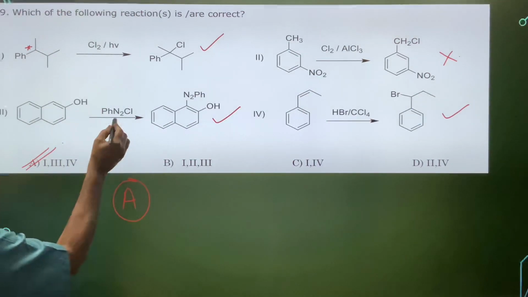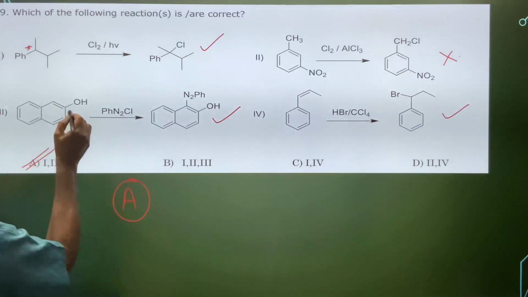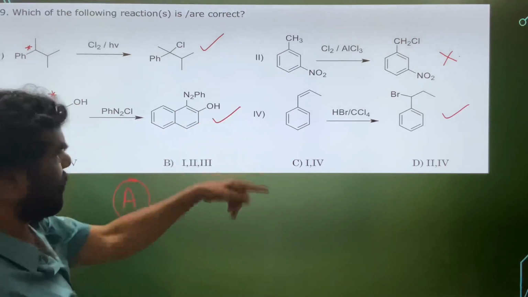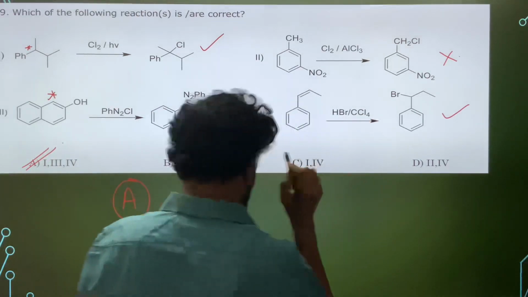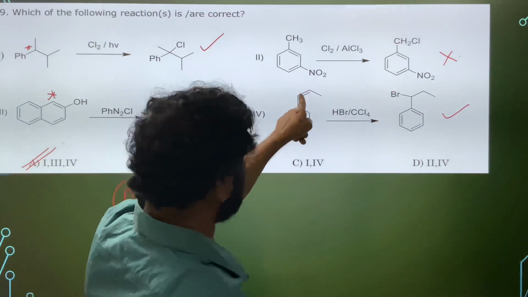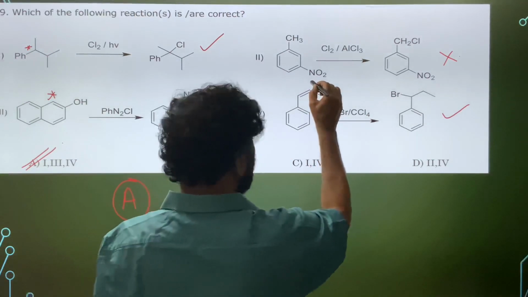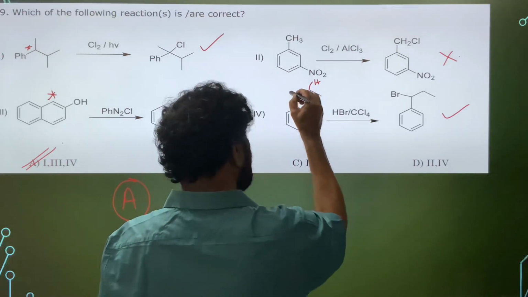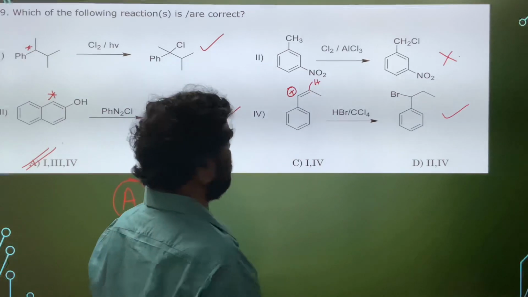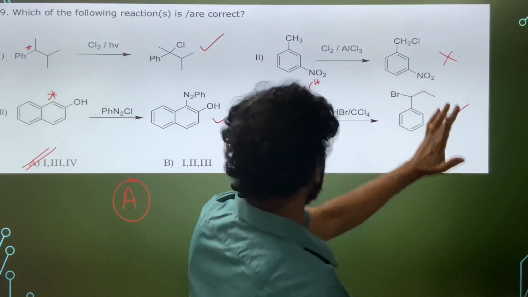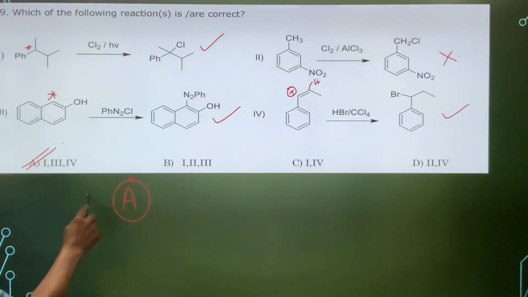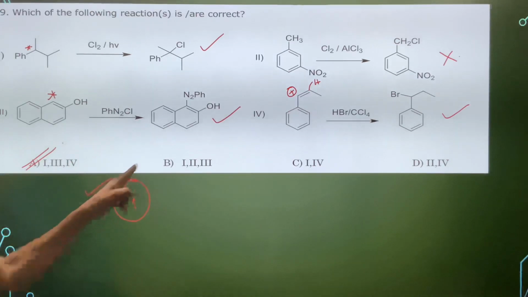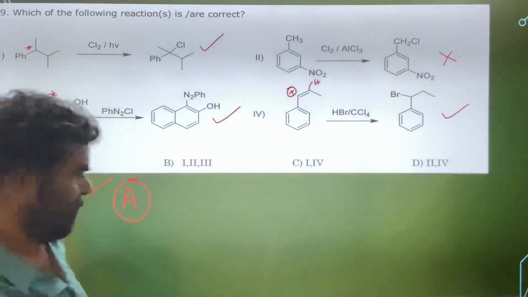Phenol participates in the electrophilic diazo coupling reaction, with the benzene diazonium ion; substitution should take place here. Yes, it is a product. With H plus and HBr, bromine should add. If the H is attached here, then H plus is added here and the carbocation is formed. Then bromine comes and reacts with this. A is the correct option. That is, 1, 3, 4 are correct and 2 is wrong.